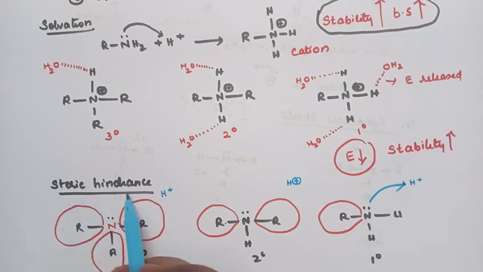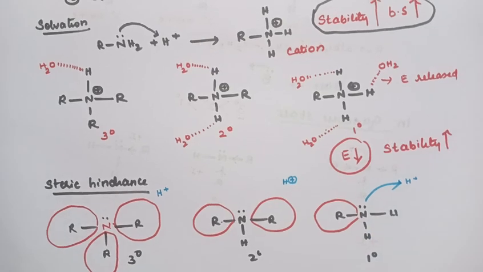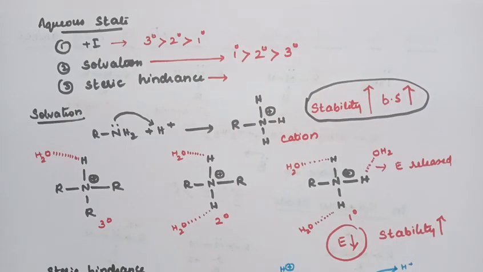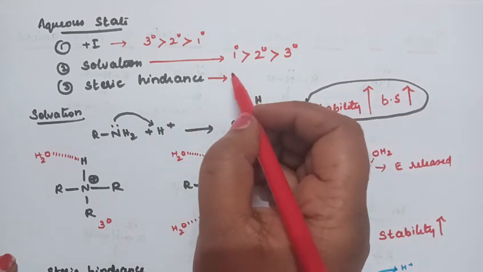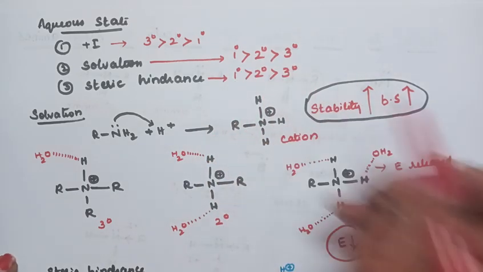Steric hindrance means crowdedness, so crowdedness around nitrogen. If it is highly crowded, it is impossible for the proton to approach this lone pair of electrons. Here hydrogen can approach this lone pair easily, and nitrogen can donate this lone pair easily. Therefore, this is more basic. Primary is more basic. So let us write the order. Steric hindrance: primary amine is more basic than secondary amine, more basic than tertiary amine.